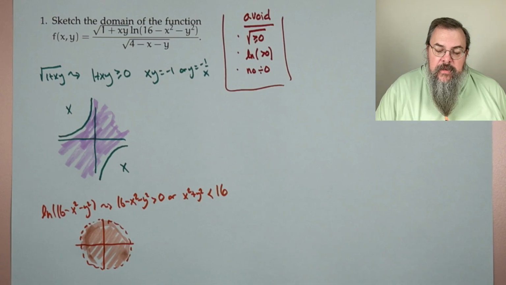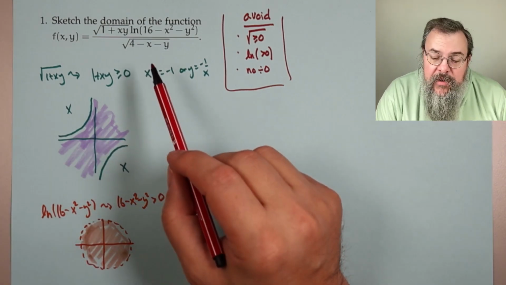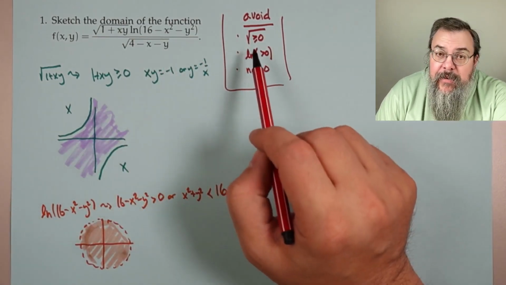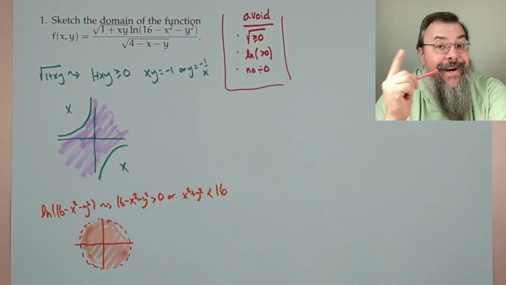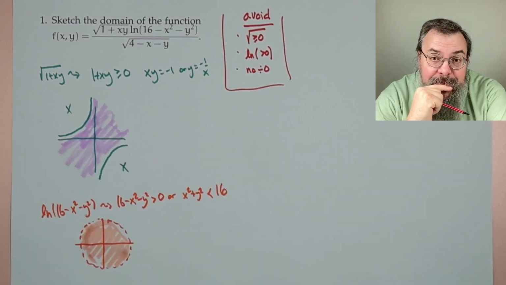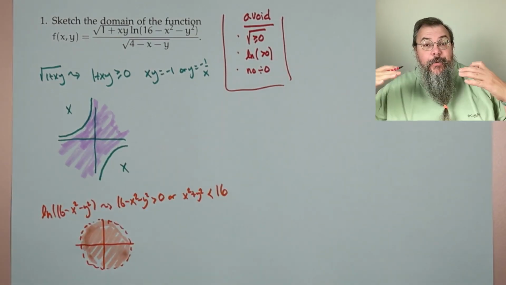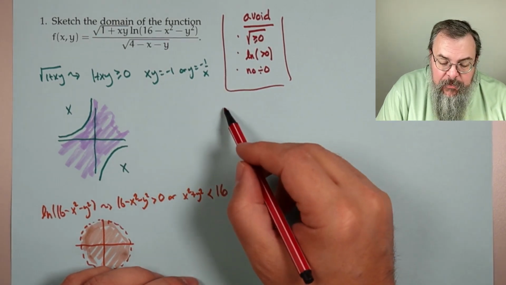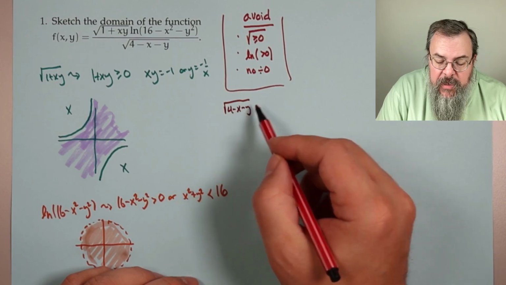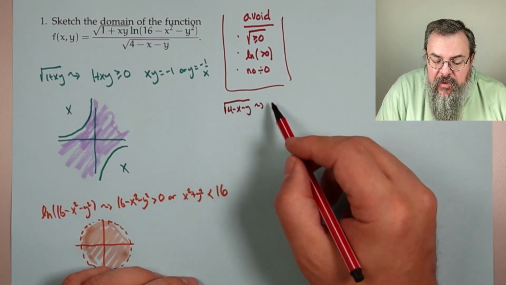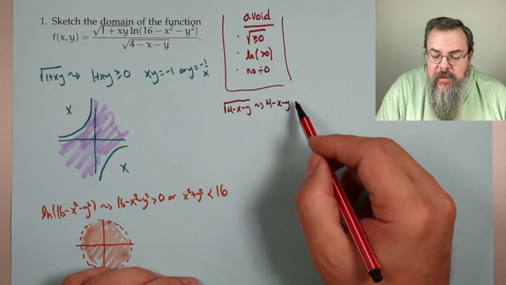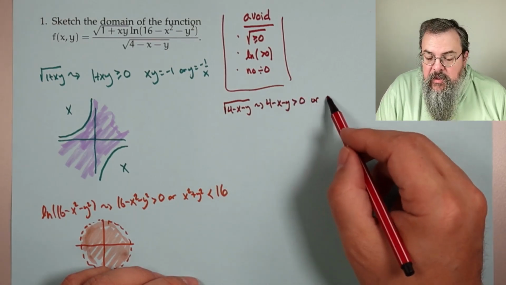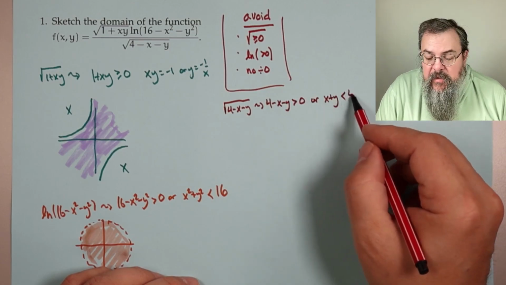And now, this last part, square root of 4 minus x minus y. Now, it's a square root, so we need the inside to be greater than or equal to 0. But see how it's downstairs. Because it's downstairs, we also can't have it be 0. So we have this last part, the square root of 4 minus x minus y. That tells us that 4 minus x minus y must be strictly positive. Or, you can say, that says x plus y needs to be less than 4.